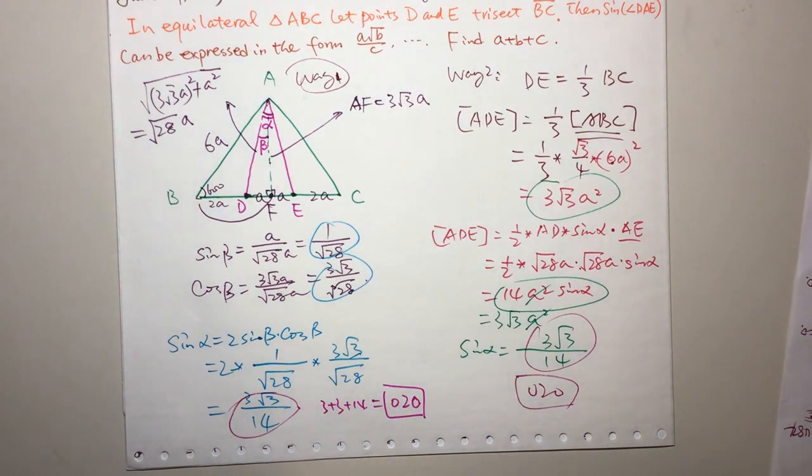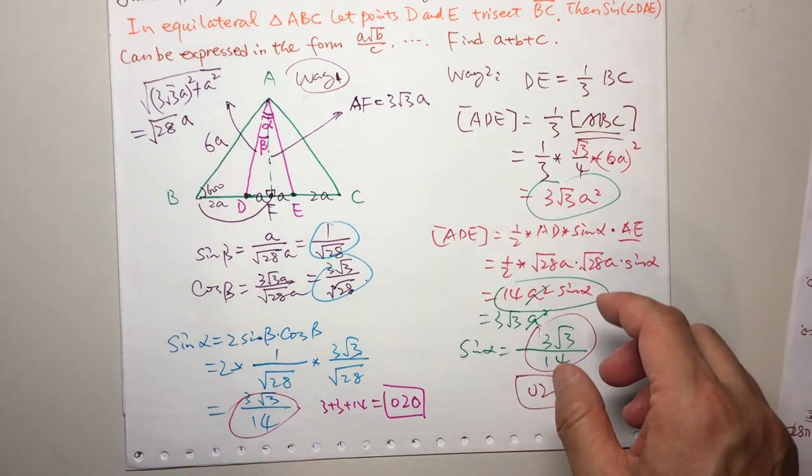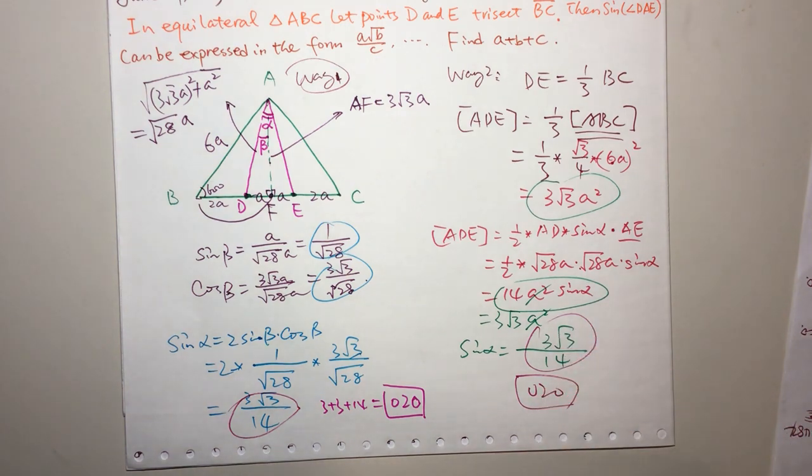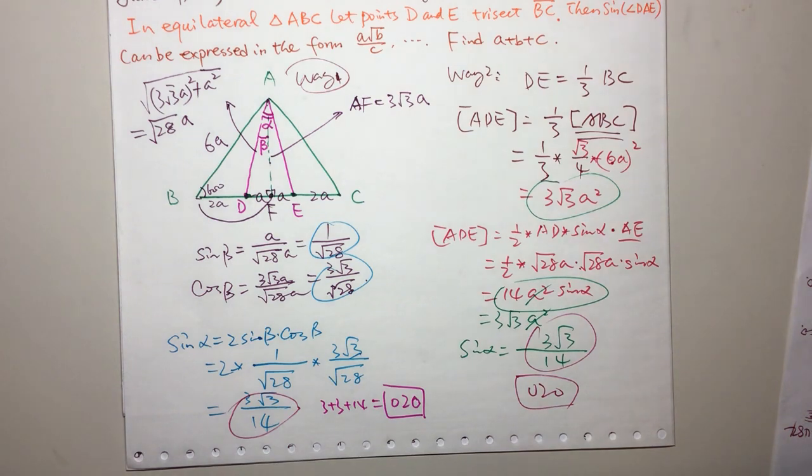We just need to be familiar with basic trigonometry formulas, like sine 2 alpha equals 2 sine alpha times cosine alpha, or we can use different triangle area formulas to find the final answer. Okay, I hope you can enjoy it.